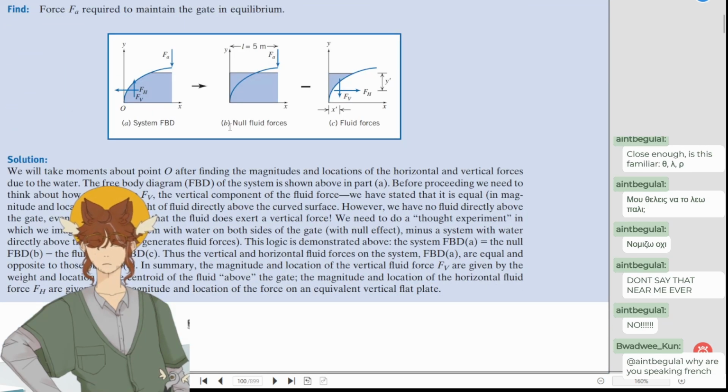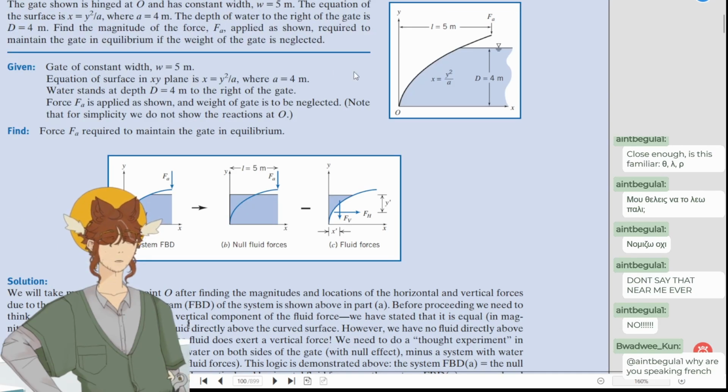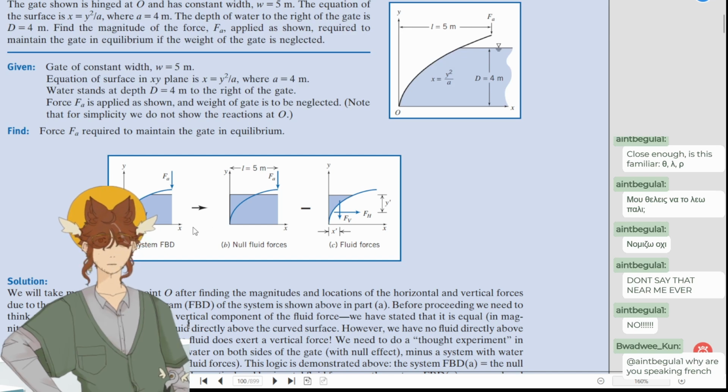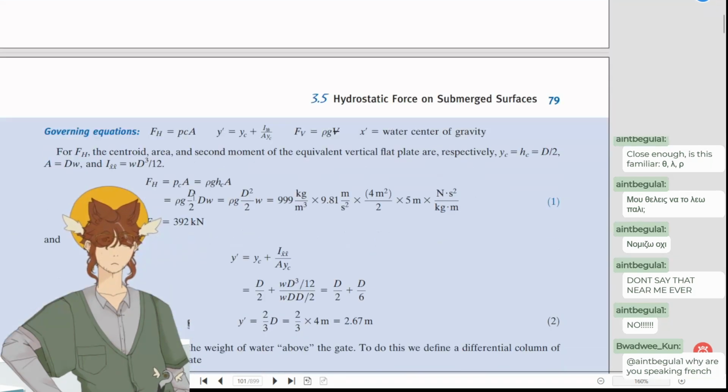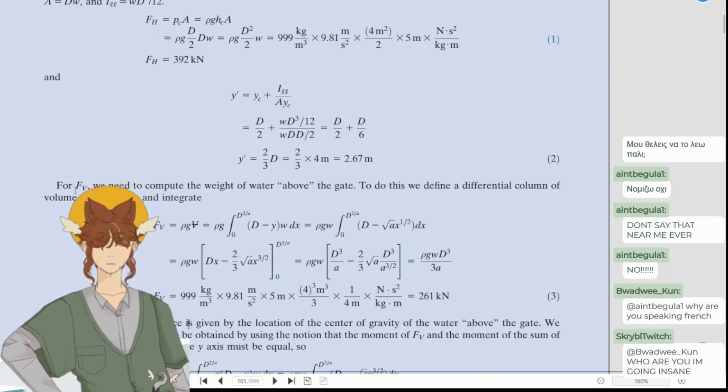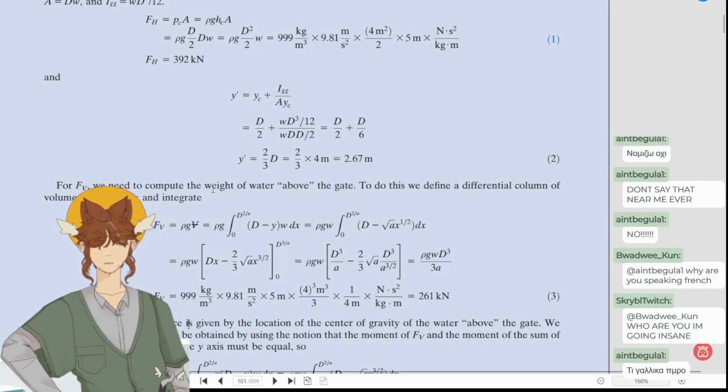Okay. We'll take the points moment about O. Sure. Yeah, that's basically exactly the same problem except they have it easy because their area is under the curve. Ours is above the curve. Except they also don't have it easy because they need to find it. Never mind. They have to do the same thing we have to do. Haha. Get wrecked. Okay, sorry. Okay, for FH, the centroid area, that's fine. That's whatever. For FV, we need to compute the weight of the water above the gate. To do this, we define a differential volume.